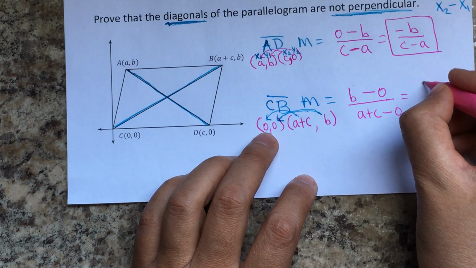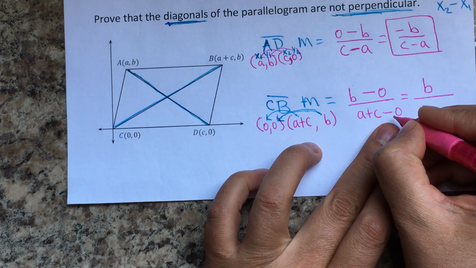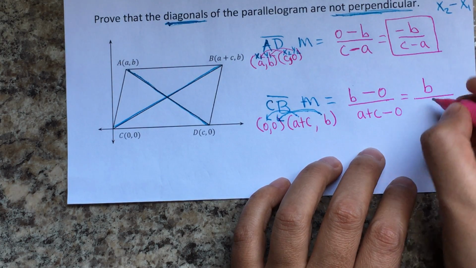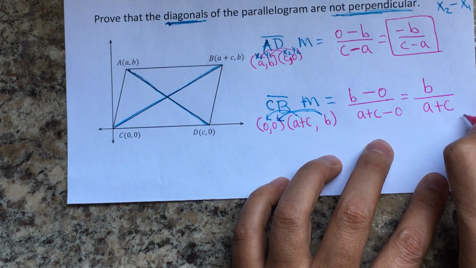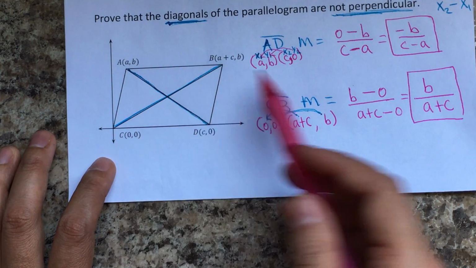And so B minus 0 becomes B. A plus C minus 0, so basically that doesn't affect. So it's just A plus C. So this is the slope of the other diagonal.